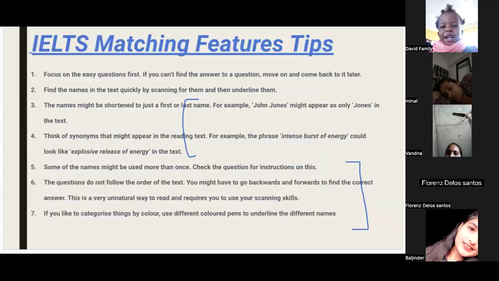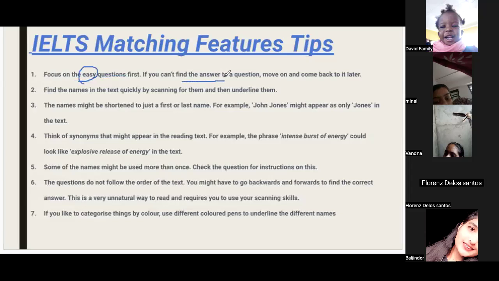Now let's look at some of the tips. What are the tips for matching features? You have to focus on the questions first. And you have to focus on the easy questions first. If you can't find the answer to a question, you can move on and come back to it later on. But please do not waste your time. You're not allowed to waste your time here.